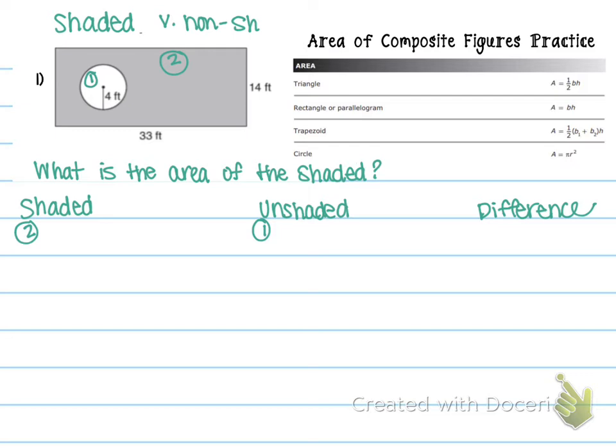So basically this is like a hole. So let's say that this is a door and it's a circular window in the door. This would be finding out how much wood we need to make the door, how wide, how long. So I need to know the area of the shaded part, and that's my door.